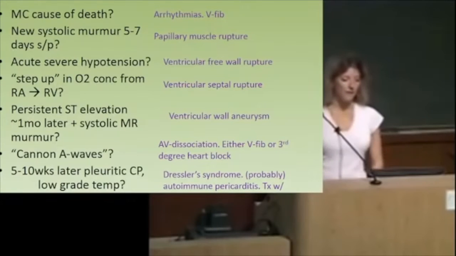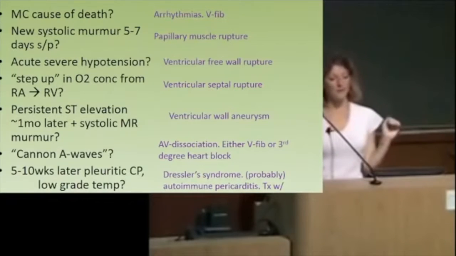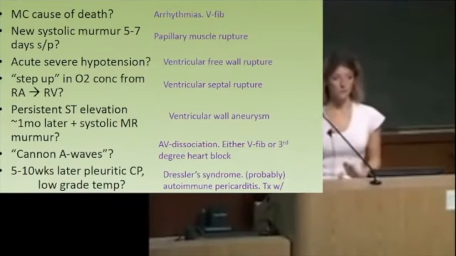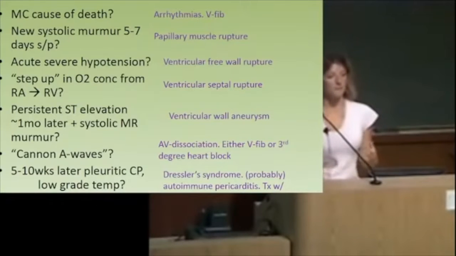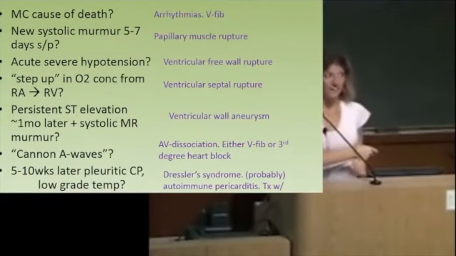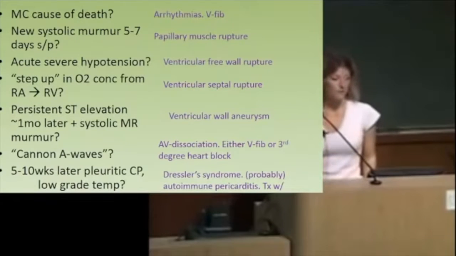If you notice a step up in oxygen concentration between the right atrium and the right ventricle, that's septal rupture. Those are the buzzwords for a septal rupture. And it makes sense, right? If you have more oxygen in the right ventricle than in the right atrium, that means some of the oxygenated blood from the left side is scooting on over there to increase the oxygen content.